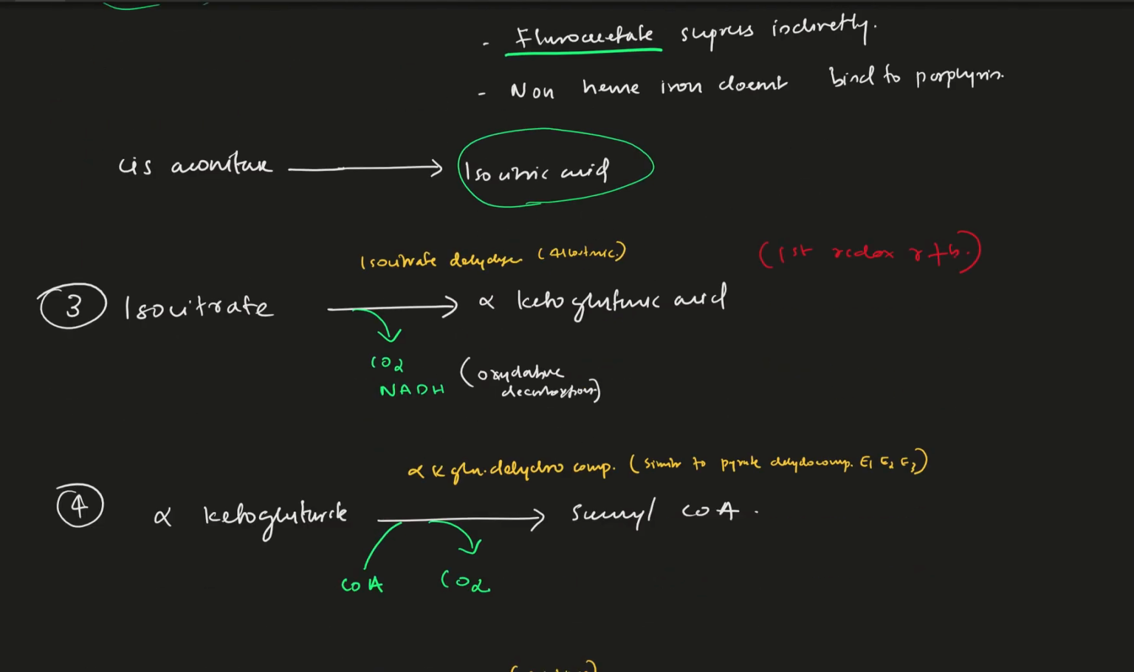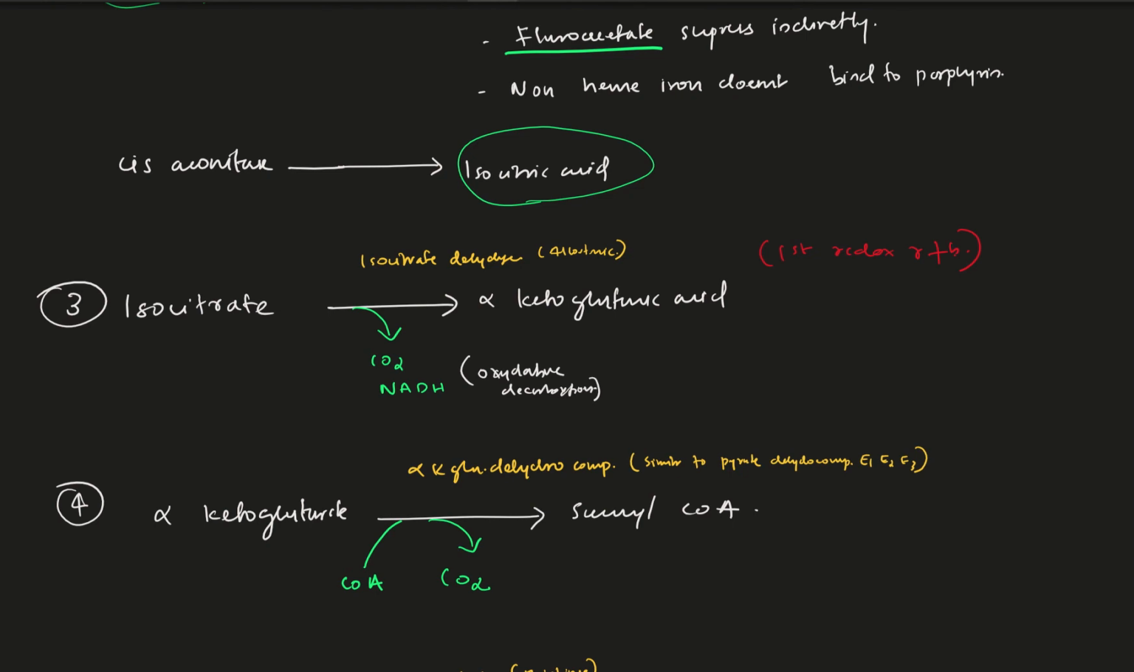This isocitrate is then converted to alpha ketoglutaric acid, which is the first redox reaction and first decarboxylation reaction in this cycle, and here we get NADH and CO2. NADH and CO2 are released, that means it is an oxidative decarboxylation. Here isocitrate dehydrogenase is acting, which is an allosteric enzyme.